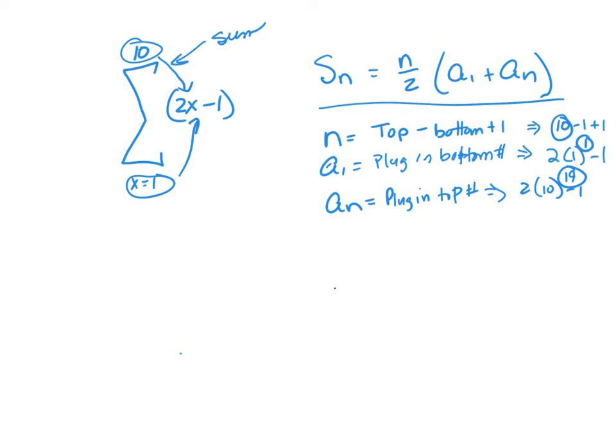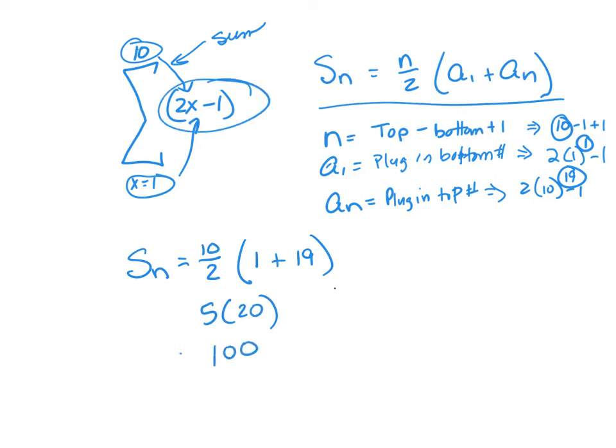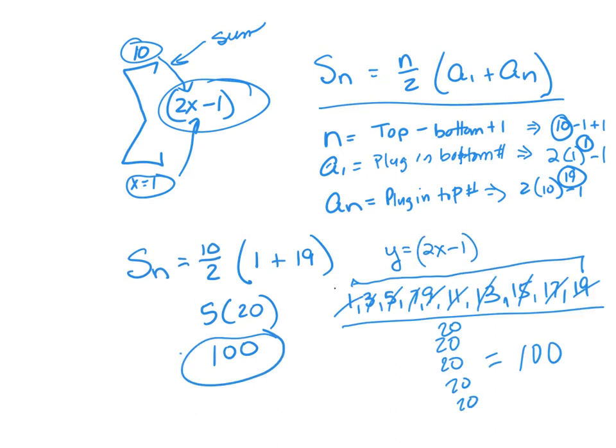Okay, so here's the formula. Sn equals n over 2, so n is 10 over 2. The first term is 1, plus the last term is 19. So it's 5 times 20, which is 100. So let's look at this series. Everybody in your calculator, go to the y equals screen and type in 2x minus 1. Type in the equation that it gives you. Go ahead in the y equals.